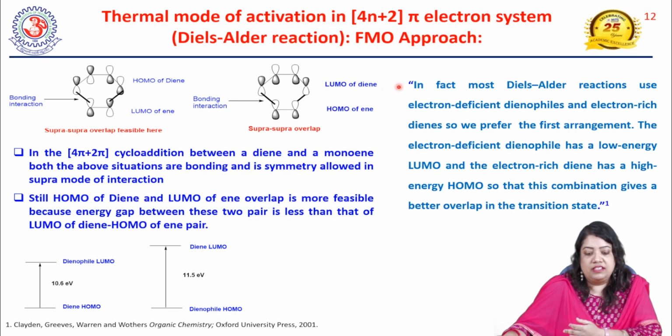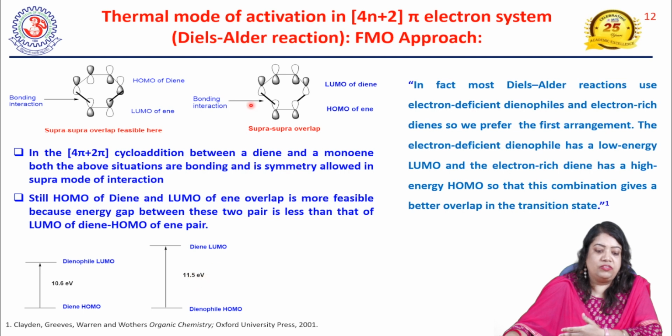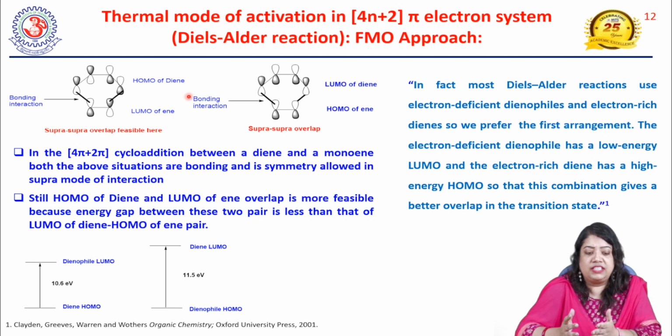reaction. Now, what happens when the LUMO of the diene reacts with the HOMO of the ene? In that case also, a bonding interaction takes place in a supra-supra manner, but the LUMO of the diene and HOMO of the ene have a higher energy difference, that is 11.5 electron volt, than that of the HOMO of the diene and LUMO of the ene, which has a lower energy difference, that is 10.6 electron volt. So most Diels-Alder reactions go through the interaction of the HOMO of the diene and the LUMO of the ene.